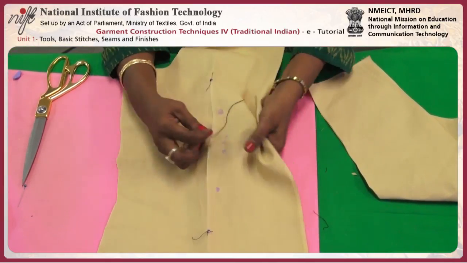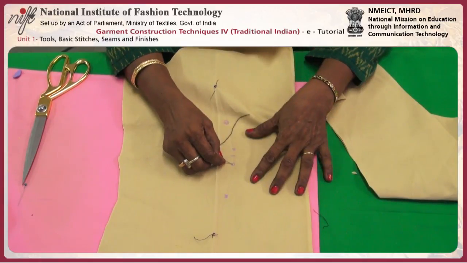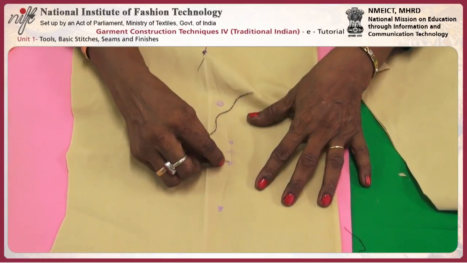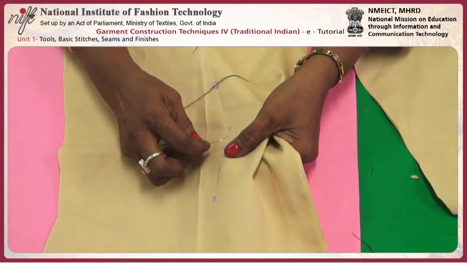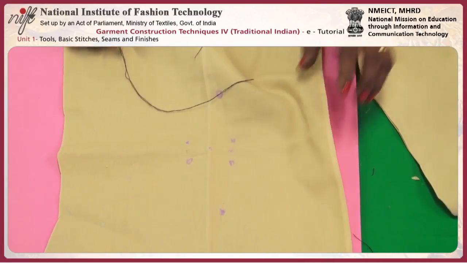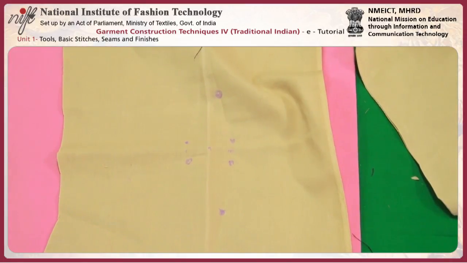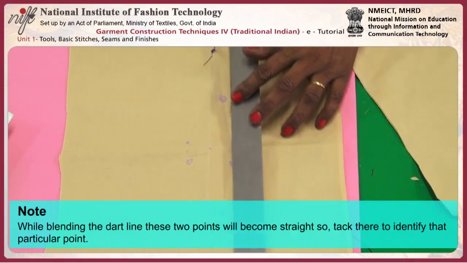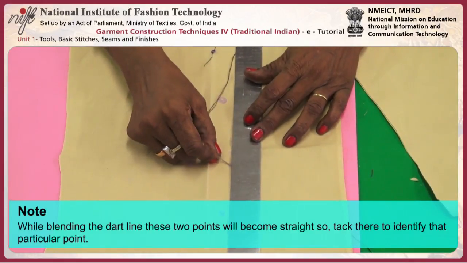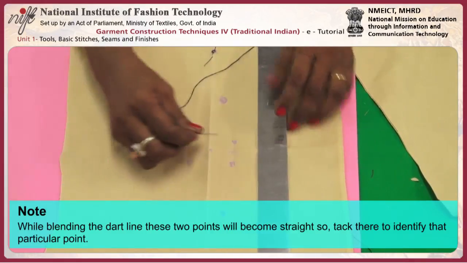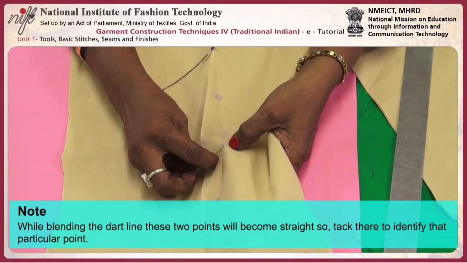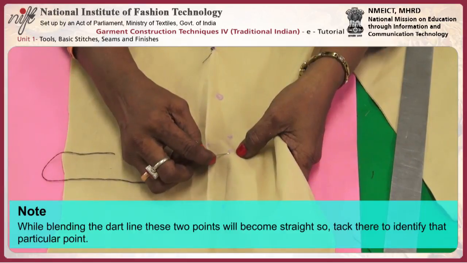And at the widest line, it won't come as an angular part, it will be blended. So these 2 points will be straight. So match it. While blending the dart line, these 2 points will become straight. So you have to make that tacking there to identify that particular point.